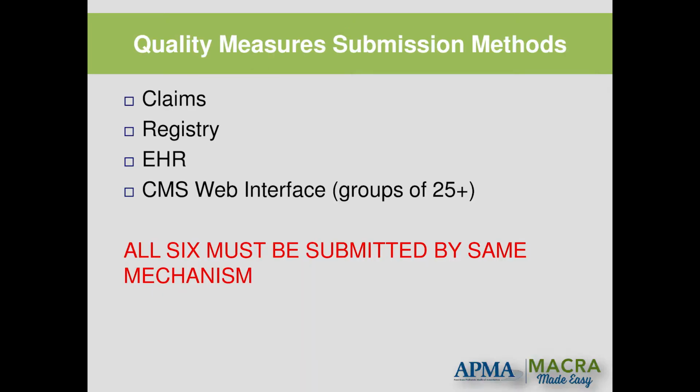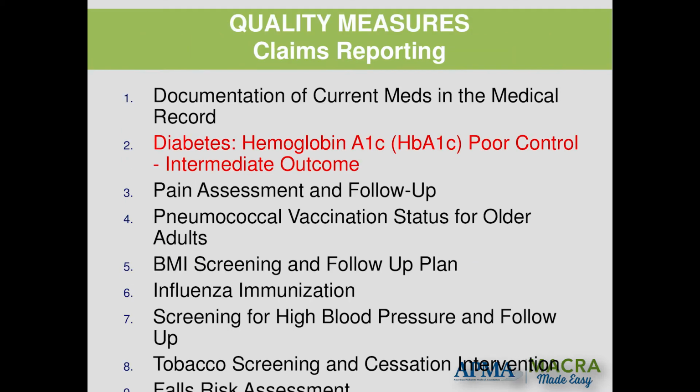You need 6. One of the 6 needs to be an outcome measure. All 6 need to be reported by the same mechanism, one of these mechanisms. I said we narrowed it down for you. If you choose to report via claims, these are 10 measures that we thought would be appropriate for podiatrists that can all be reported via claims. There's one outcome measure on there.